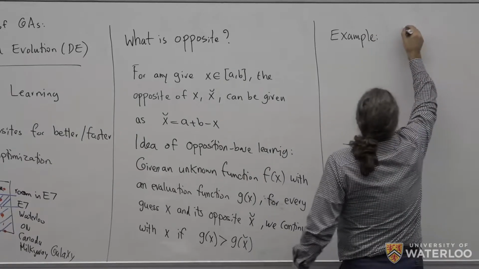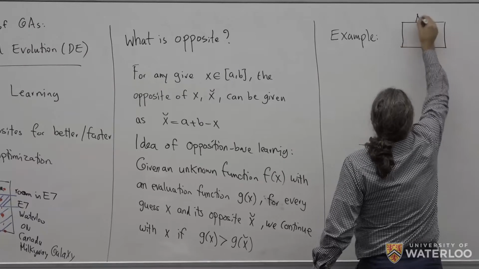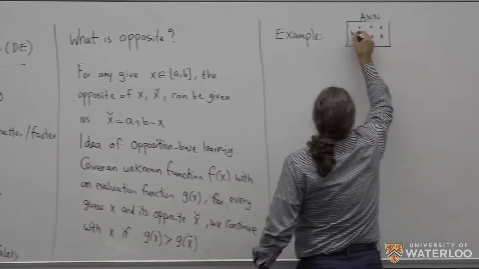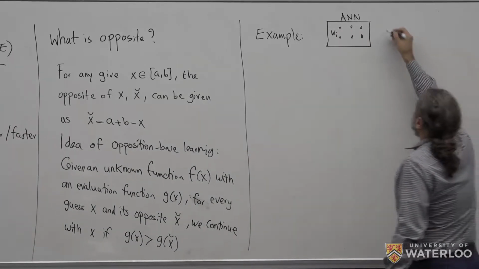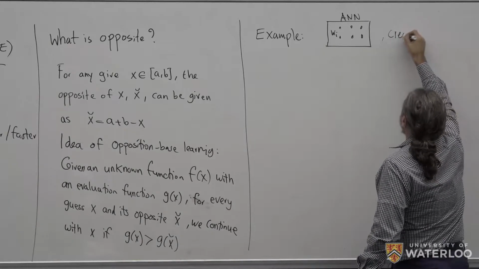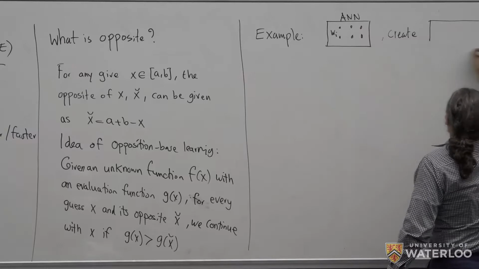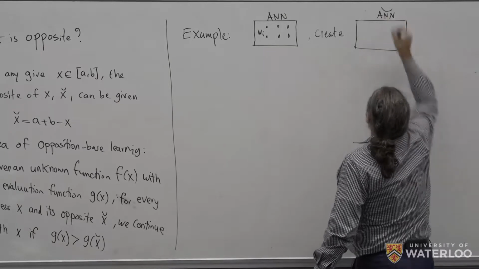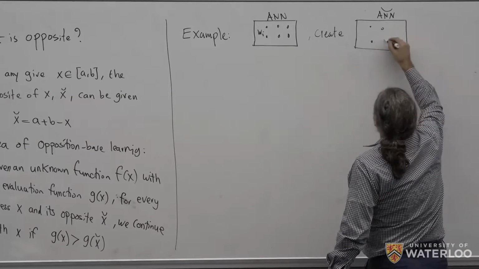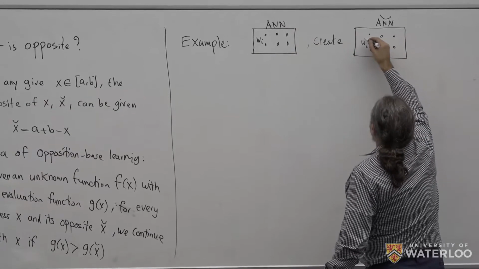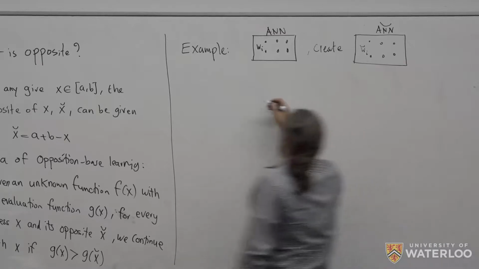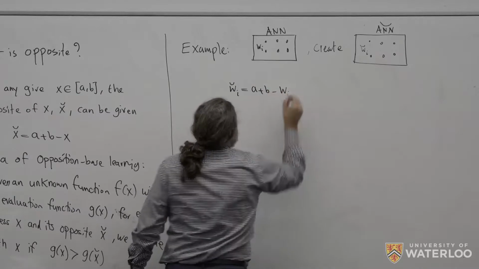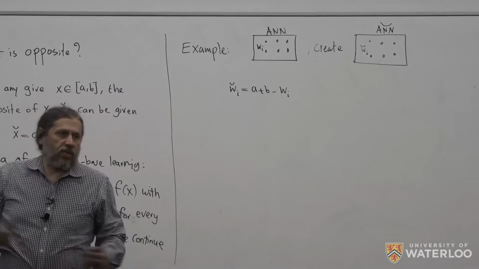So there is an artificial neural network given, containing some weights, right? These are the W_i, your weights. You create the opposite artificial neural network, and you have your opposite weights, which are a + b - W_i. And a could be 0, b could be 1.